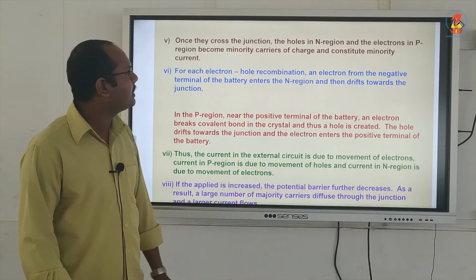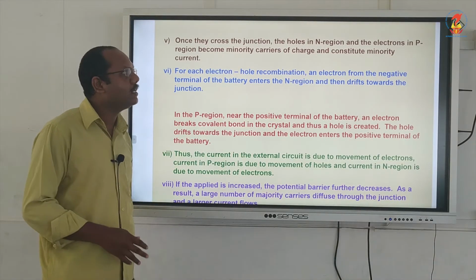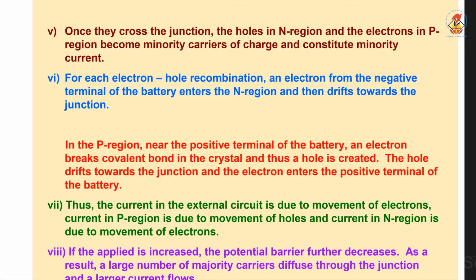Once they cross the junction, the holes in the N region and electrons in the P region become the minority carriers of charge and constitute minority current. For each electron-hole recombination, an electron from the negative terminal of the battery enters the N region and then drifts towards the junction.